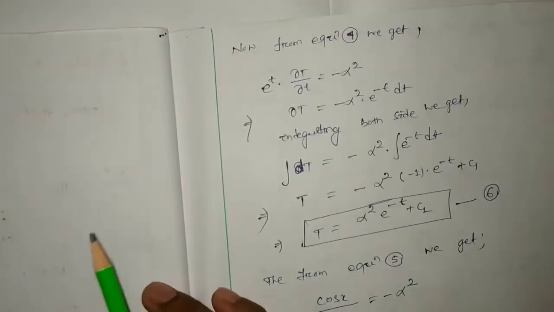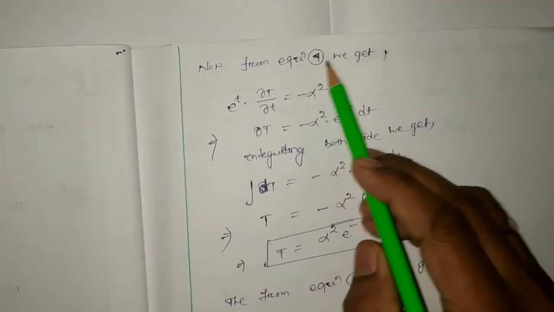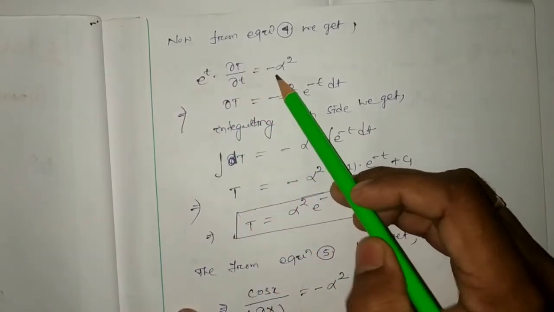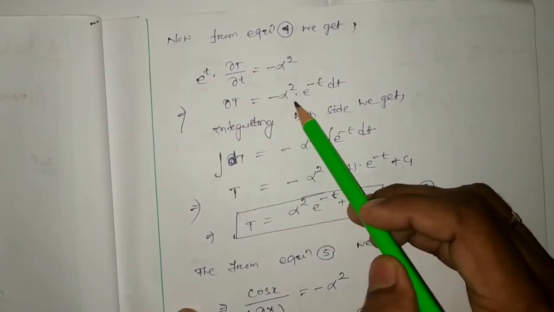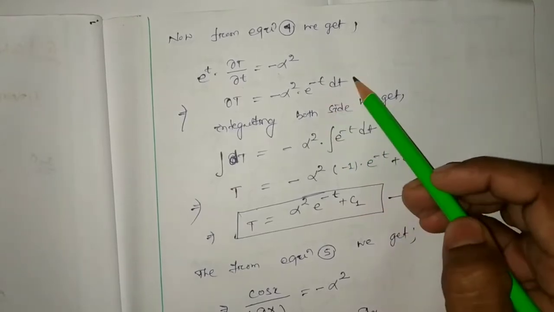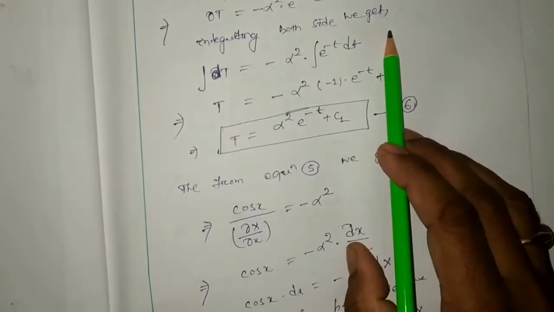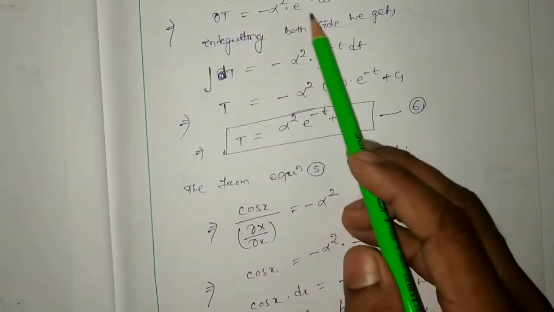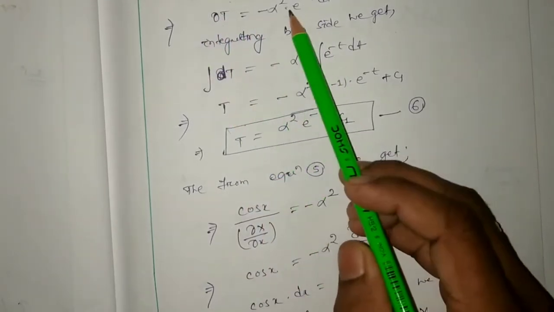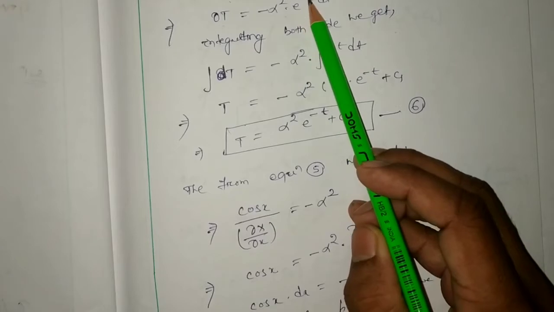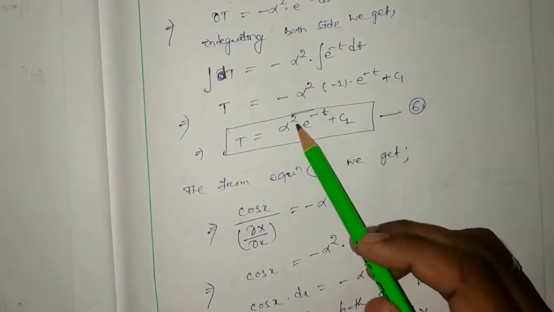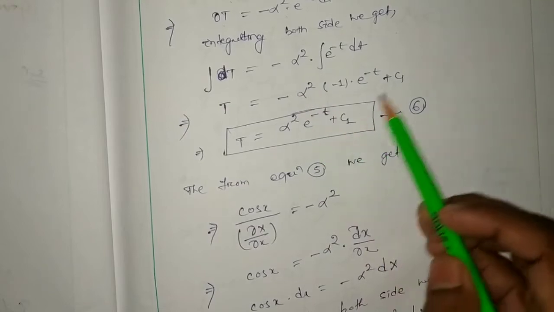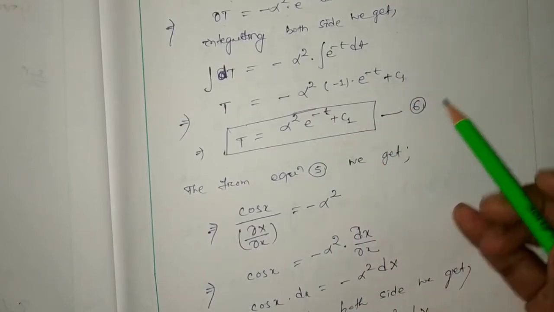So now from equation number 4 we can find e to the t into ∂T/∂t equals minus alpha square. ∂T will be equal to minus alpha square into e to the minus t dt. Now we have to integrate both sides. The integration of ∂T will be T, and the integration of e to the minus t will be minus e to the minus t, so minus and minus will be plus: T equals alpha square e to the minus t plus a constant c1. Let this be equation number 6.